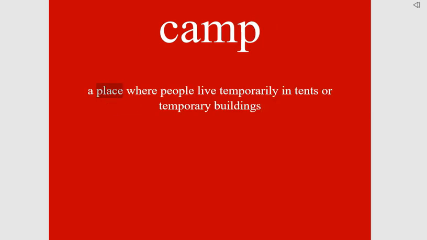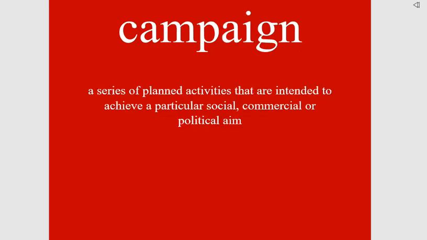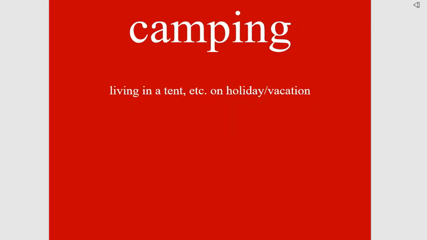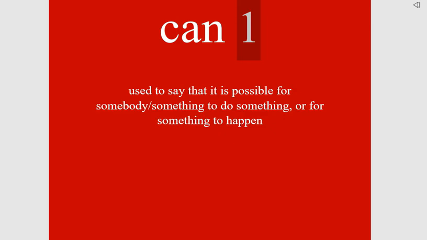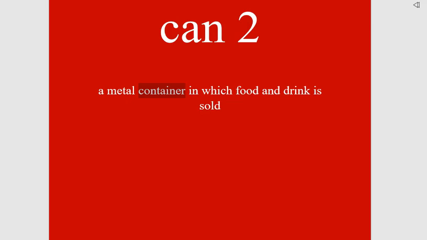Camp. A place where people live temporarily in tents or temporary buildings. Campaign. A series of planned activities that are intended to achieve a particular social, commercial or political aim. Camping. Living in a tent, etc. on holiday/vacation. Can 1. Used to say that it is possible for somebody/something to do something, or for something to happen. Can 2. A metal container in which food and drink is sold.